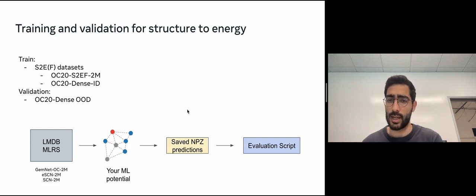And specifically, we will package this into an LMDB format. So we'll put the ML relaxed structures into an LMDB. This is for GemNet-OC, eSCN, and SCN trained on 2 million. You will feed that into your ML potential and make energy predictions. If you're using our code base, these predictions will be saved out automatically in an NPZ file. If not, you'll just need to organize it in a similar manner.